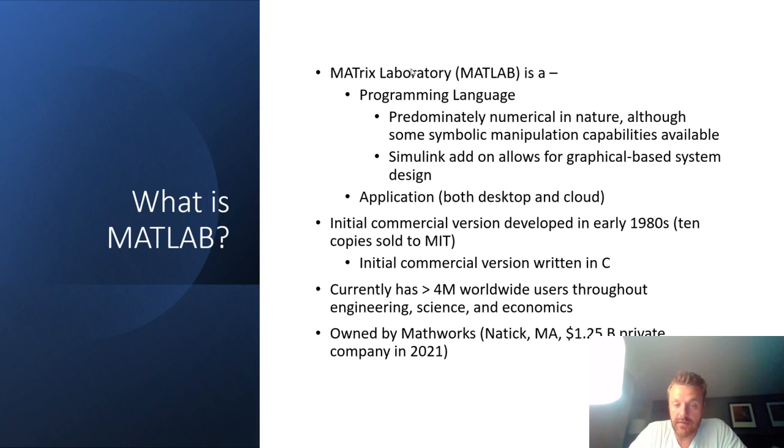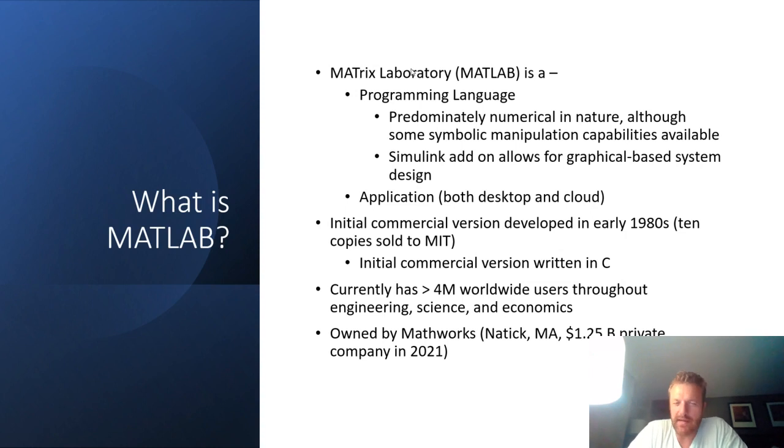The initial version, I thought this was pretty interesting, so I just wanted to say it, was commercially sold in the early 80s. The first sale was actually to MIT. There were 10 copies sold. And the software under the hood is written in C. MATLAB is not a compiled language. We're not going to go into all of that detail now. It's an interpreted language, much like Python. And so there's actually two layers of abstraction going on here. We're coding in MATLAB, it's being converted in C, which is being converted to that machine code, as you saw in your initial discussion board this week.